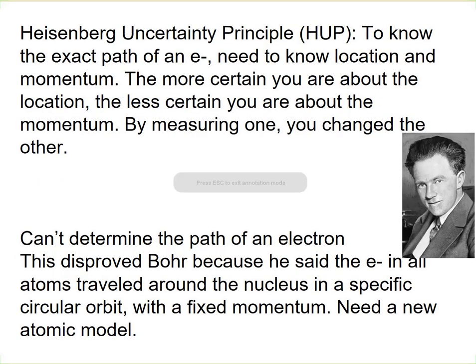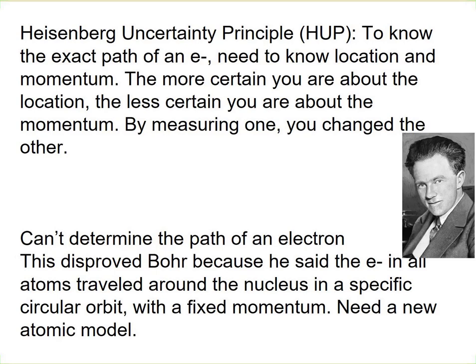Along this time was Heisenberg, and he came up with his uncertainty principle. And in his research, he found that to know the exact path of the electron, you need to know the location and the momentum or the speed. And he discovered that when he was trying to figure out the location of the electron, that would change the momentum. And when he was trying to figure out the momentum, that would change the location. And so he found by measuring one, you change the other.